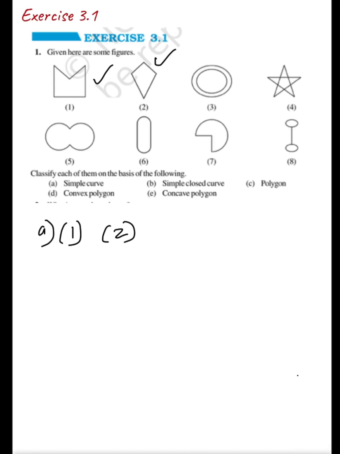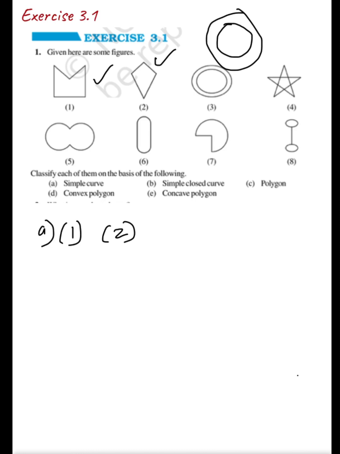Now, what about the third one? This is not a simple curve. If it was like this, then you can consider it as a simple curve. But it's not a simple curve. Why? Because here two loops are there. So it's not a simple curve.